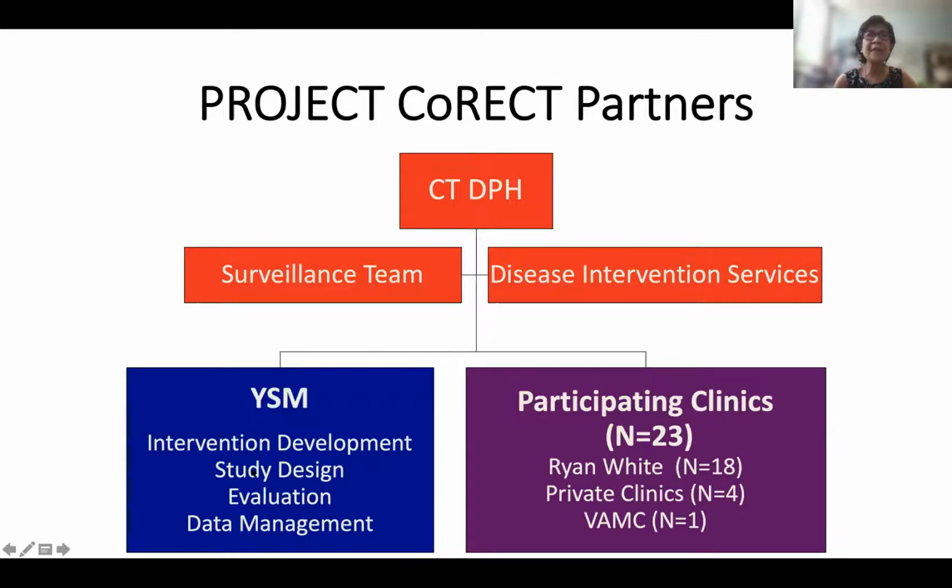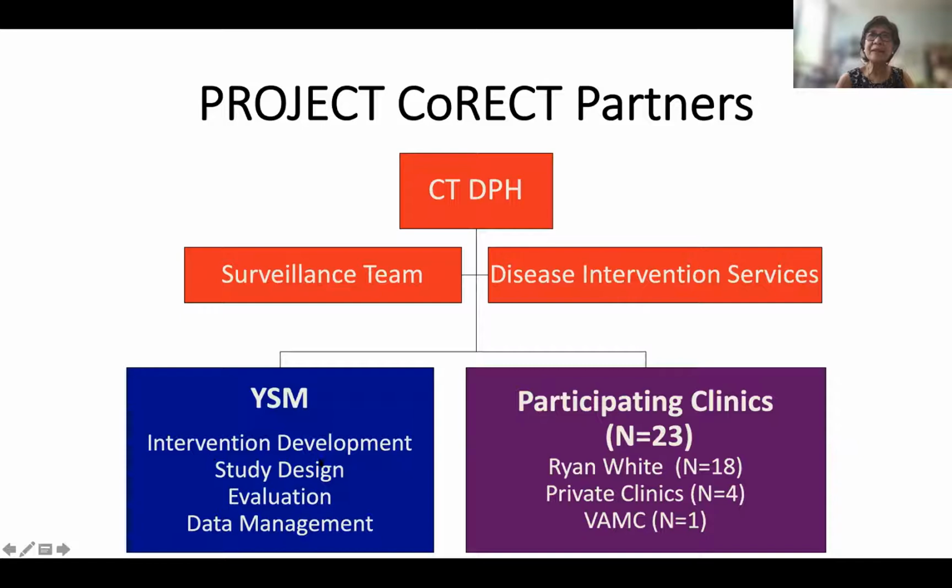So we at Yale were responsible for being this outside group looking at it from an overview to develop the intervention, to do the study design, to do the evaluation and the data management. And we had 23 participating clinics in Connecticut, of which 18 were Ryan White clinics, 4 were private clinics, and 1 was the VA.